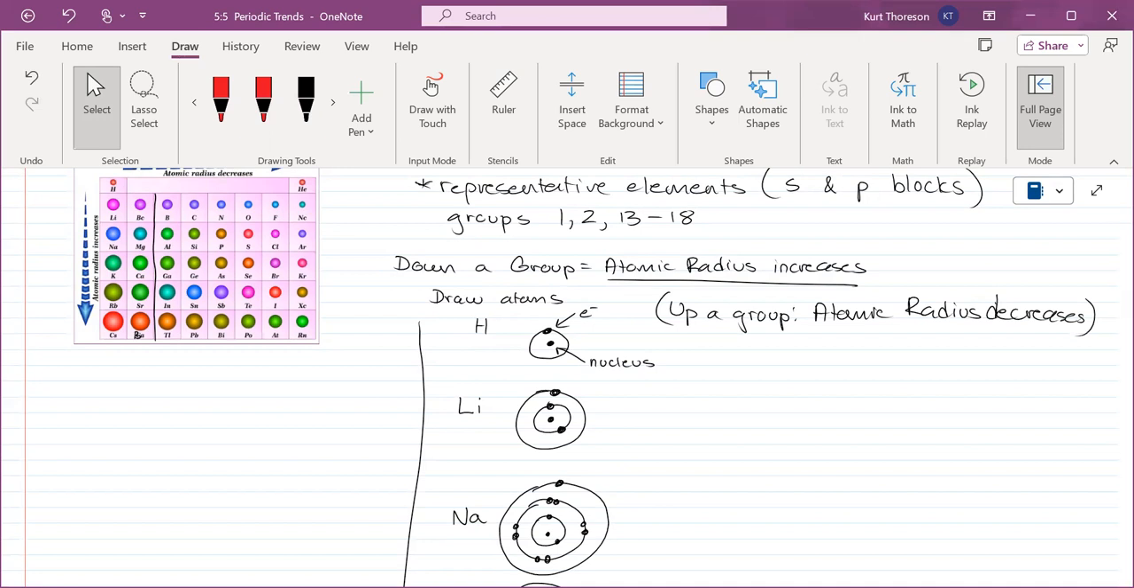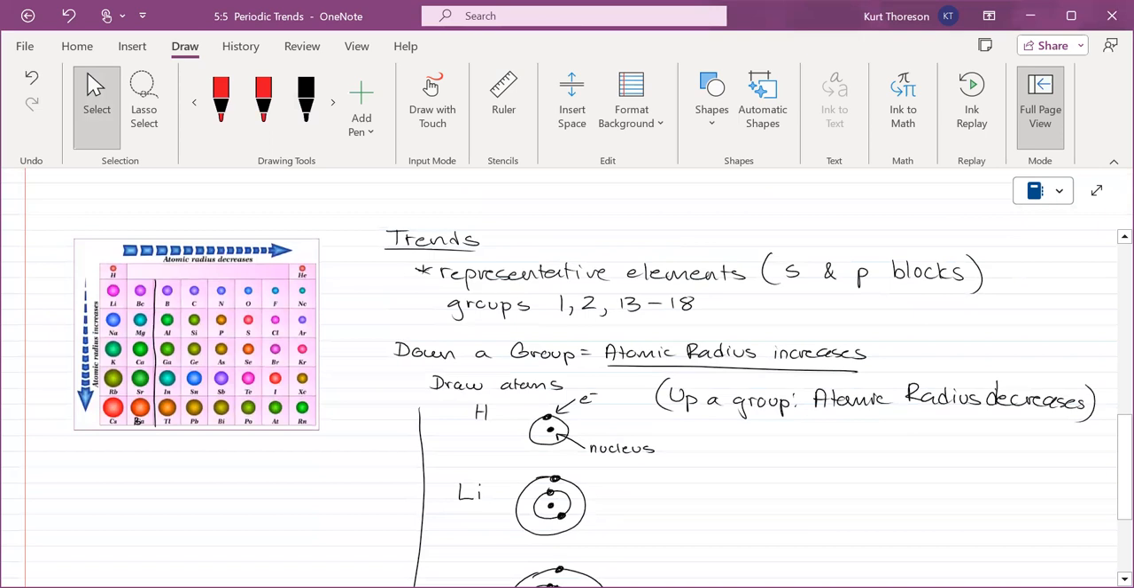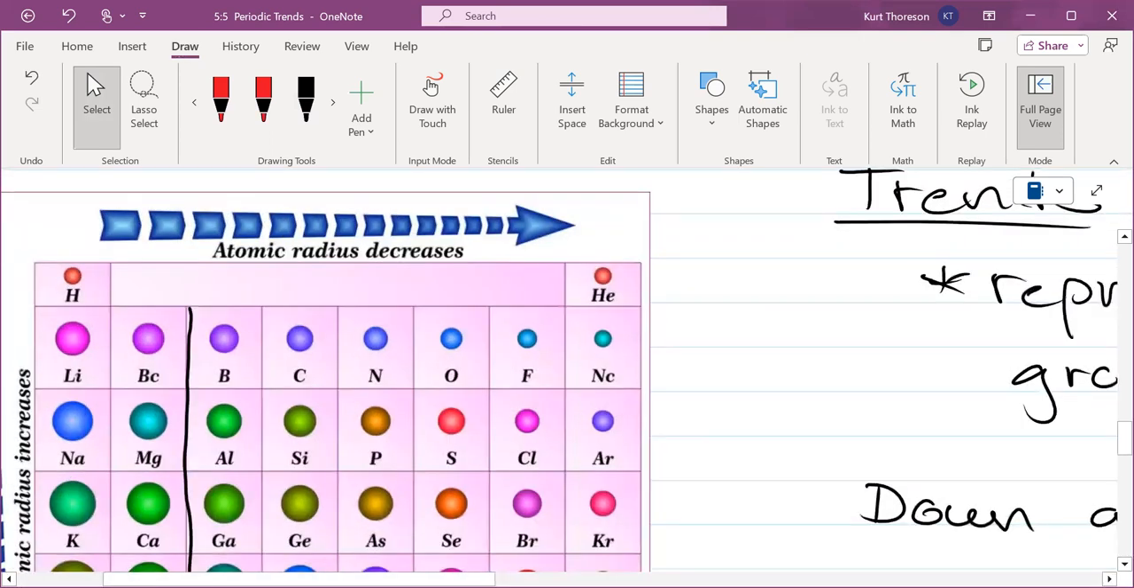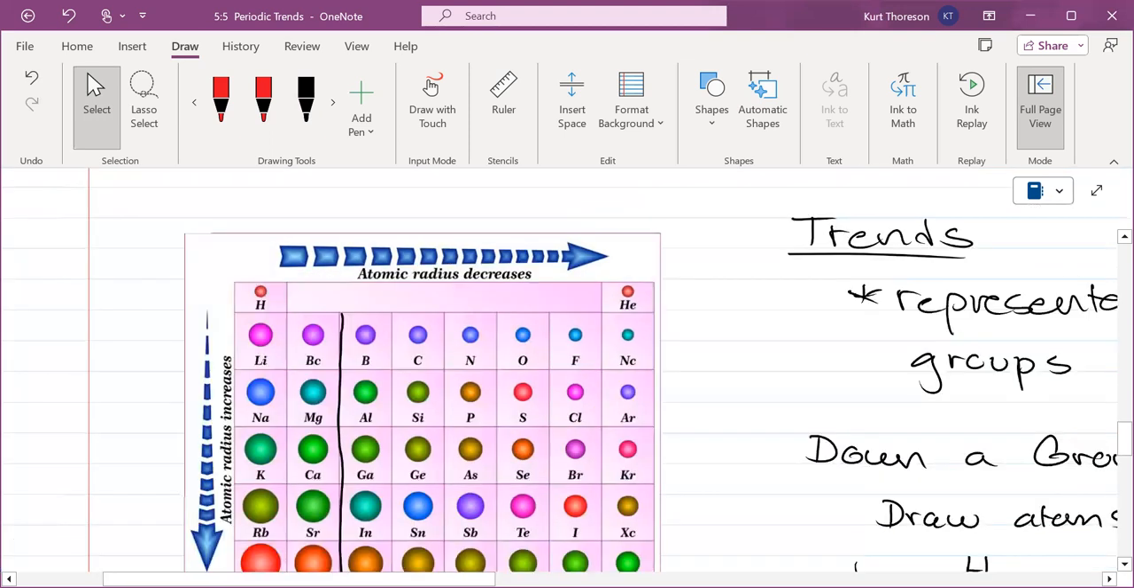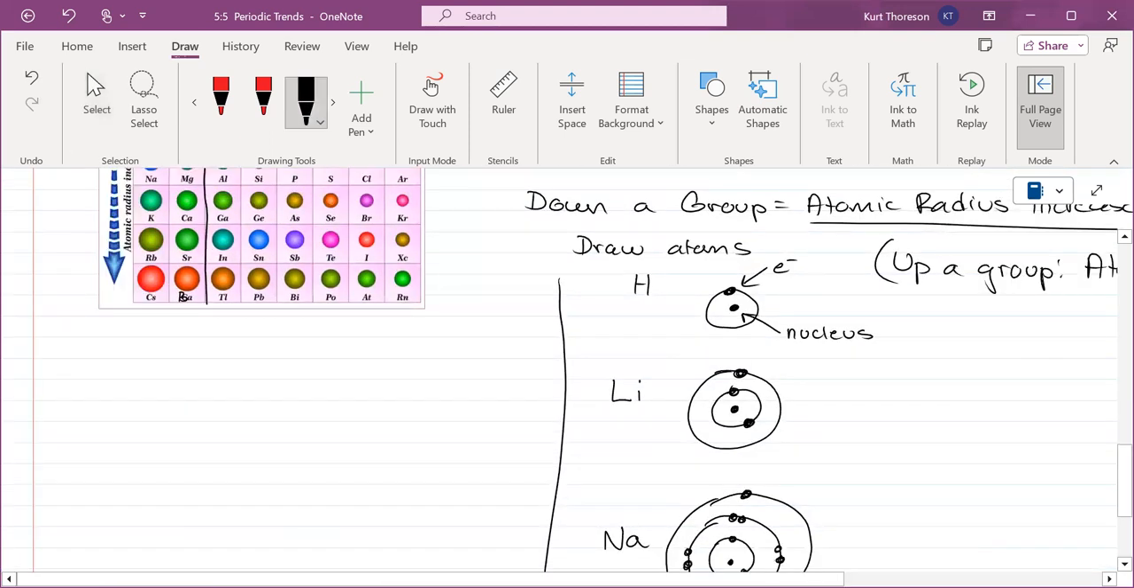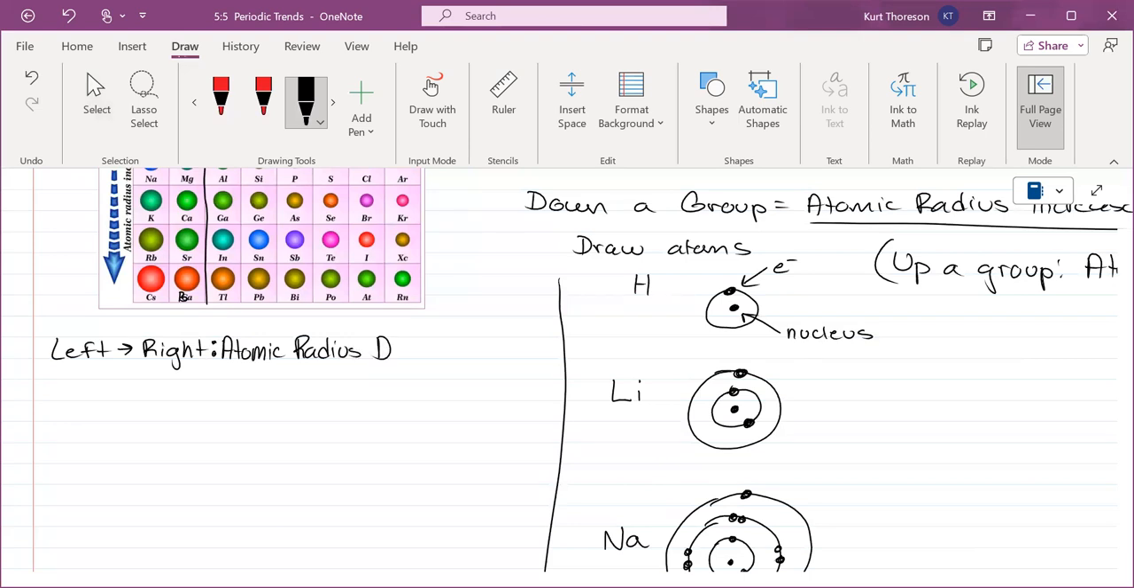Now, the other trend, what about going left to right? Well, you see right there, the atomic radius decreases. I'm going to tell you why. So when you go from left to right, the atomic radius decreases. What's another way to say that? Right to left is what?